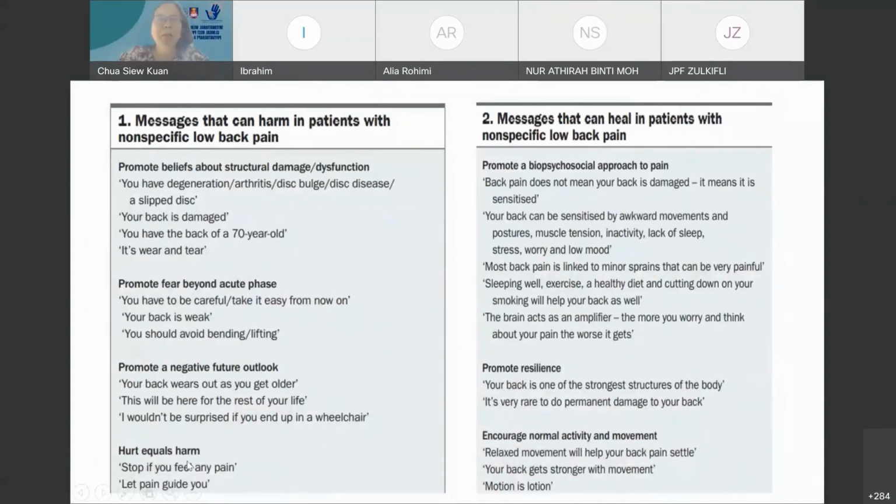They also suggest what words you need to deliver to the patient and what words you should not say to the patient. Don't tell the patient that your back is damaged or that you have the back of an old person. Surgeons used to say this to impress the patient, who then says, oh, I need help, can you do an operation for me? This is wear and tear.